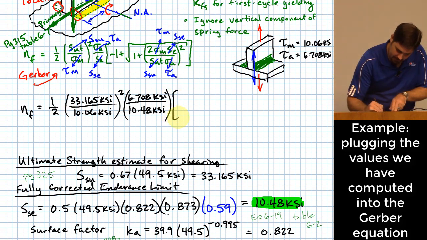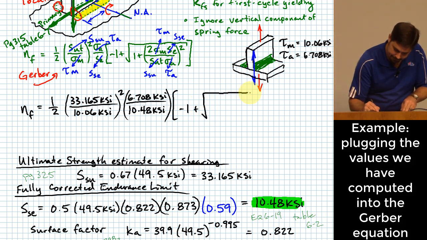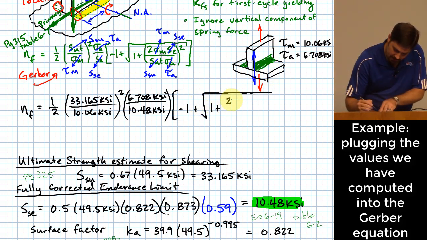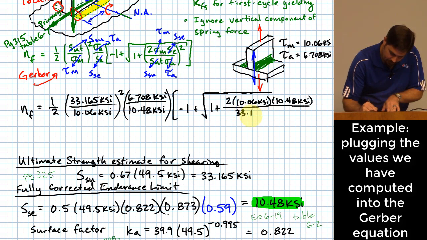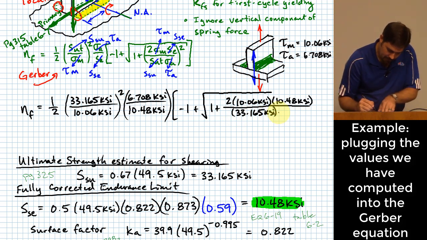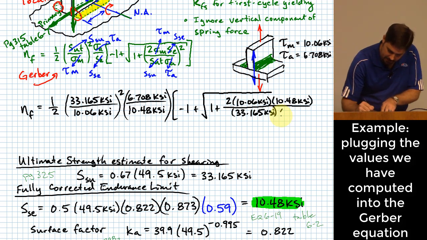And then here we've got -1 plus the square root of 1 plus. Here I have 2 times tau sub M, which would be 10.06 KSI, S sub E was 10.48 KSI. Got all of this over S sub SU, which was 33.165 KSI. And then sigma A, which was tau sub A, which was 6.708 KSI. Okay, and I believe all of that was squared.